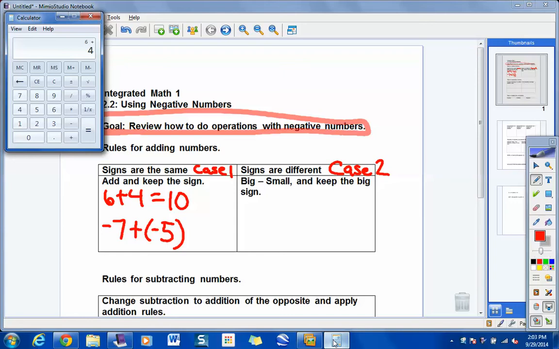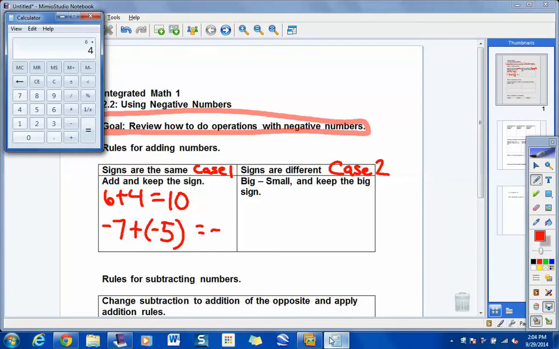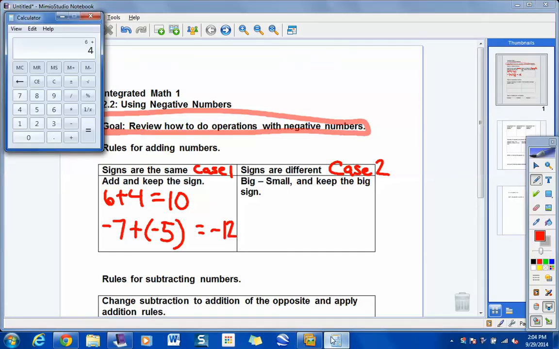So the values of these right here, or the absolute values, if you will, look at the 7 and the 5. What would the 7 and the 5 add up to? 12. What kind of 12 am I going to have here? Negative. Okay, so it's going to be negative 12. Simply negative 12, right? Let's verify that. Okay? In my calculator, I've got to clear this out. Clear. 7, which is a negative, plus 5, which is a negative. Let's see what I get.